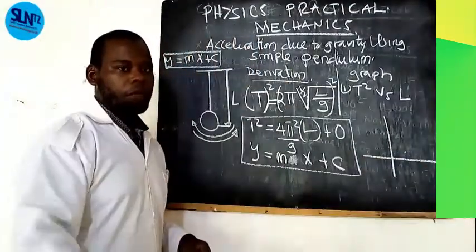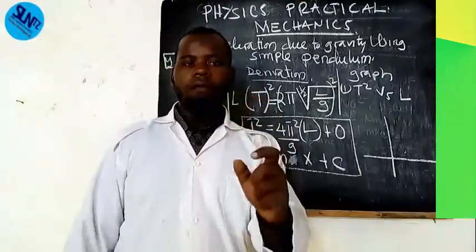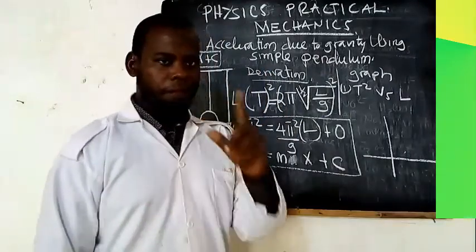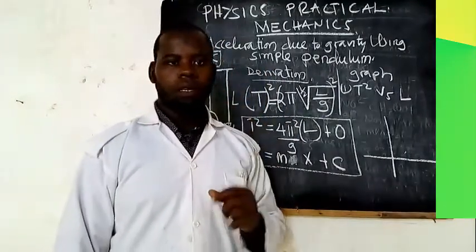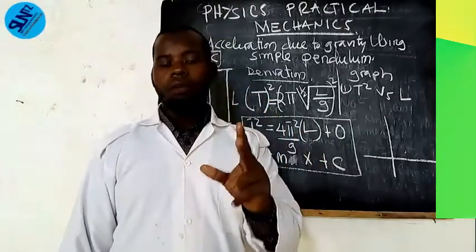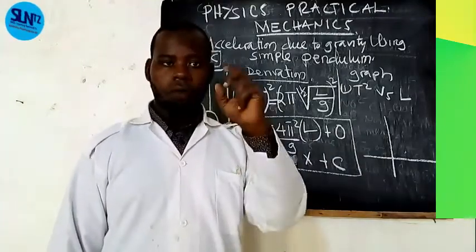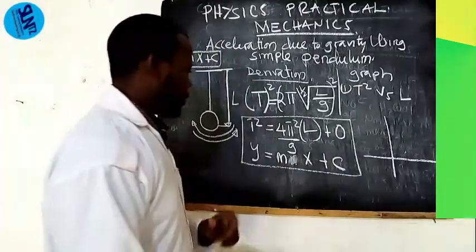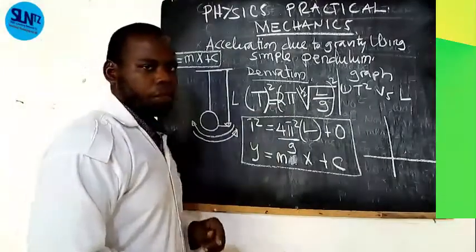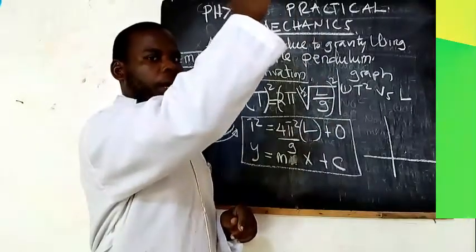What will be the nature of the graph? In order to know the nature of a graph, we look at two things. The first is the slope, either positive or negative, and we look at the y-intercept, if it's positive or negative. The first we look here. Here there is a positive. So my graph will be a straight line going upward.